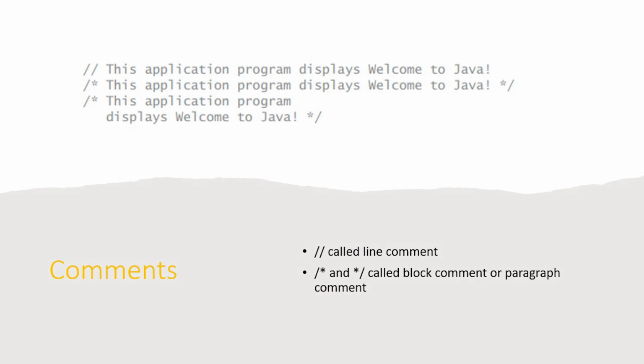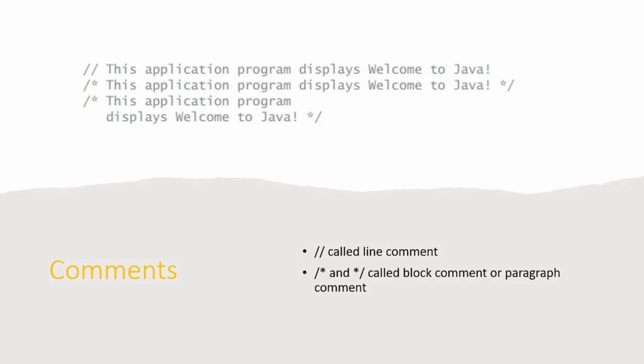In Java, comments are preceded by 2 slashes on a line, called a line comment, or enclosed between /* and */ on one or several lines, called a block comment or a paragraph comment. When the compiler sees //, it ignores all text after // in the same line. When it sees /*, it scans for the next */ and ignores any text between /* and */.